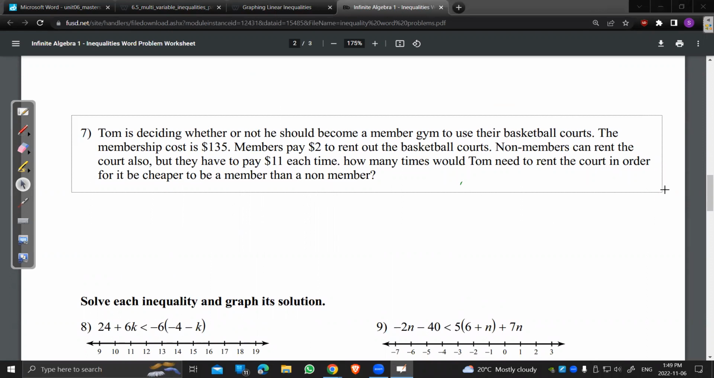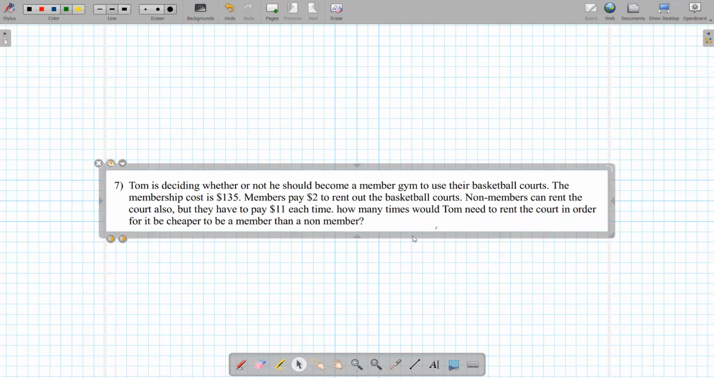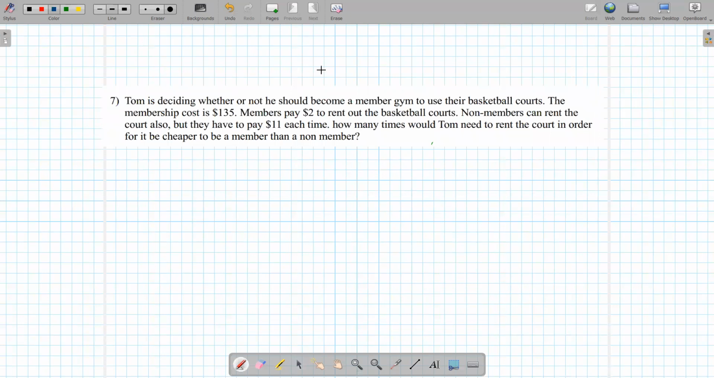Let's try a word problem. So this person wants to become a member at a gym or whatever. The membership costs $135. Now again, this one should tell you that this is a flat fee. That's going to be your y-intercept. Members pay $2 to rent out the basketball courts. Non-members can rent the court but have to pay $11 each time. How many times would Tom need to rent the court in order for it to be cheaper than a non-member?